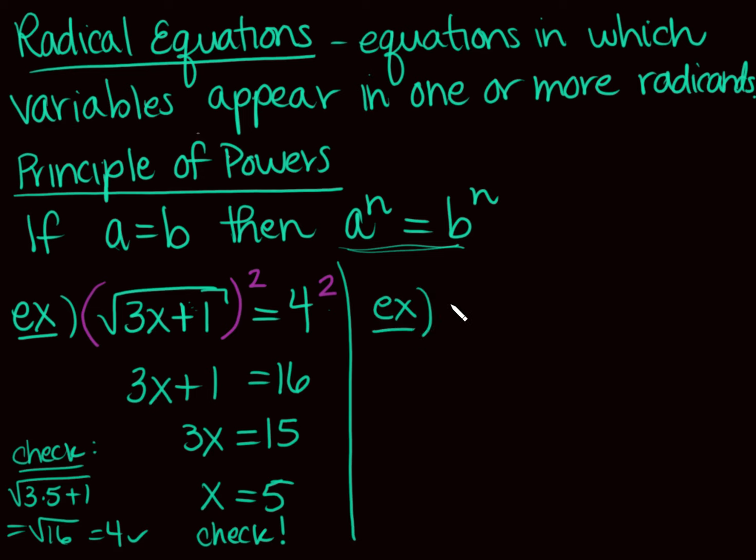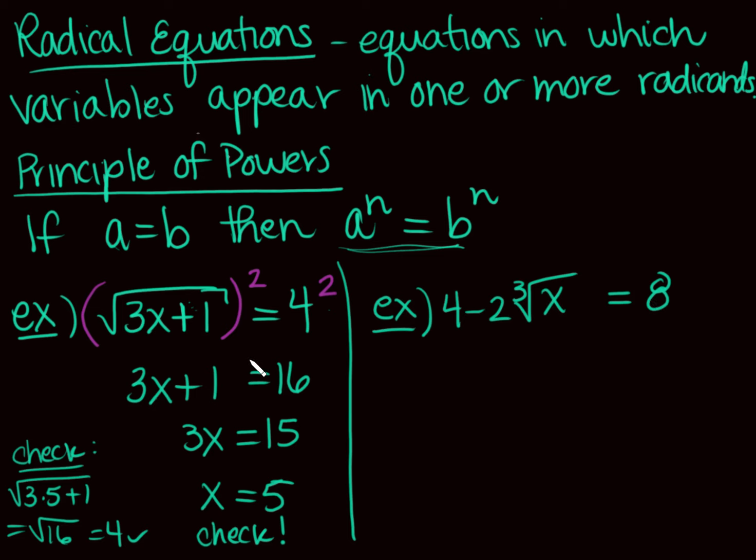We could also have something like 4 minus 2 times the cube root of x equals, let's just do 8. So I have 4 minus 2 times the cube root of x equals 8.